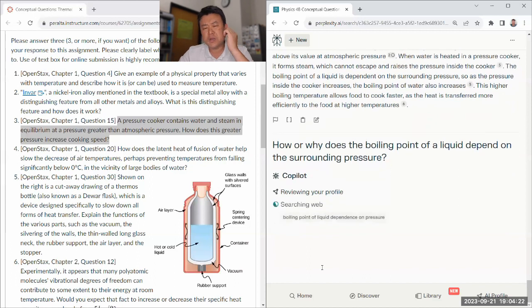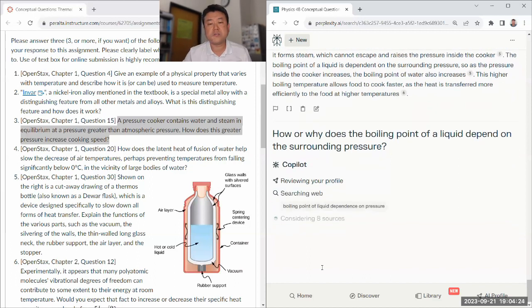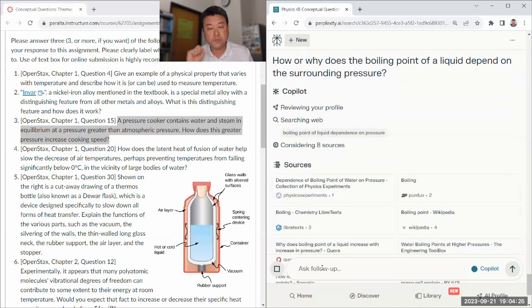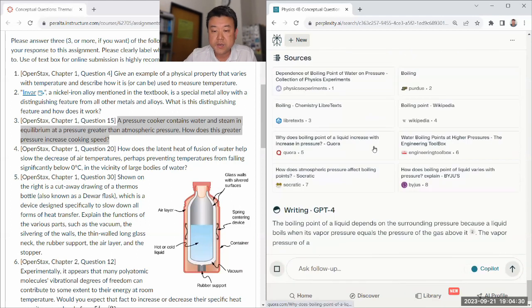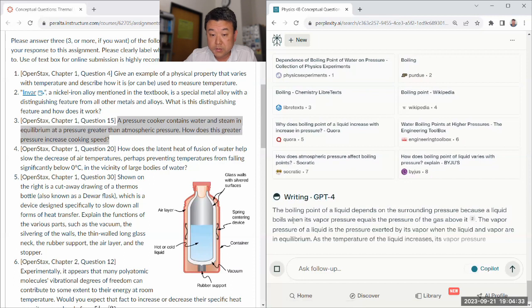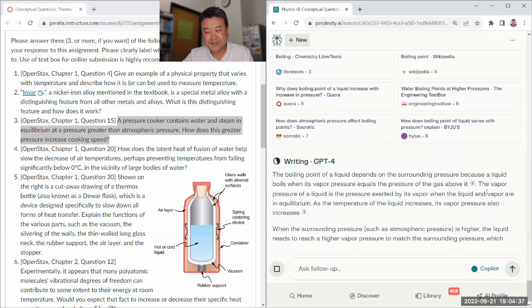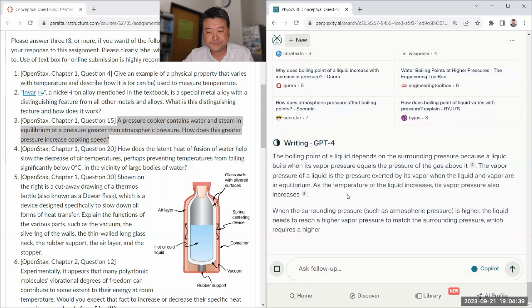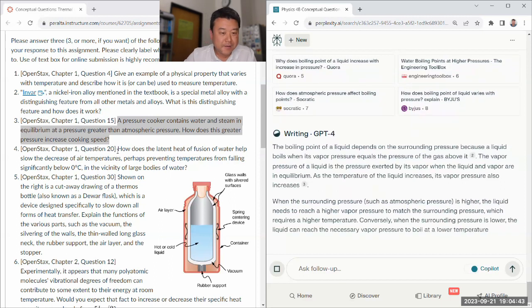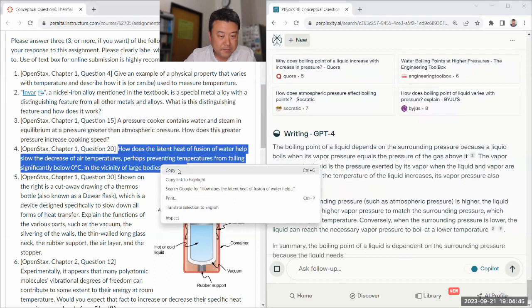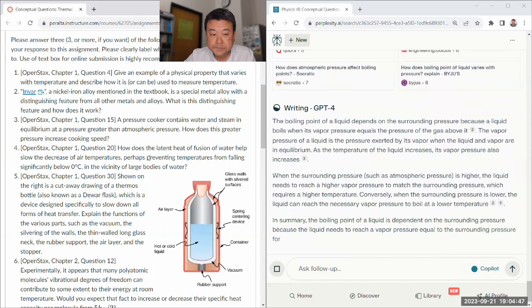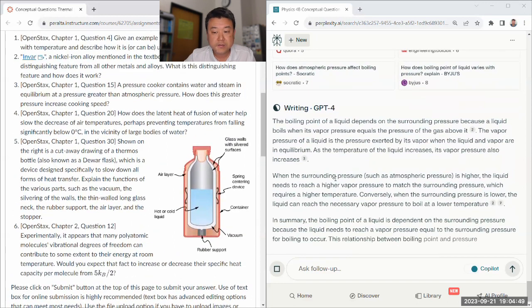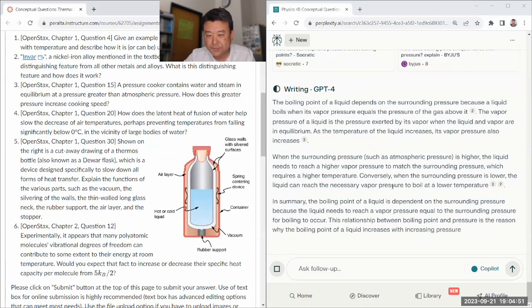You might remember from your chemistry class talking about the definition of boiling, when the vapor pressure of a liquid is equal to the ambient pressure. Because a liquid boils when its vapor pressure equals the pressure of the gas above it. Good. All right, let me copy the next question. It's still answering? It's fine.